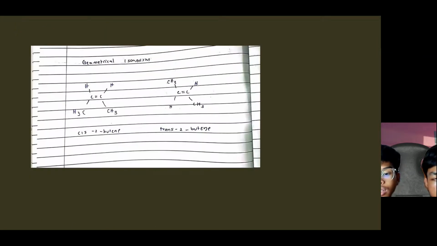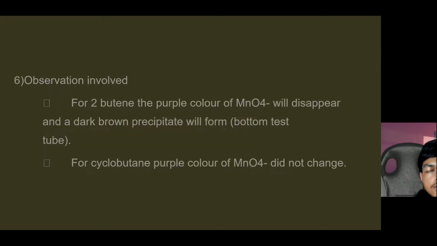So next is geometrical isomerism. For geometrical isomerism, we can see that the first is cis-2-butene, and the second one is trans-2-butene. The observation is that for 2-butene, the purple color of permanganate will disappear and a dark brown precipitate will form in the bottom of the test tube. For the cyclobutene, the purple color of permanganate did not change.